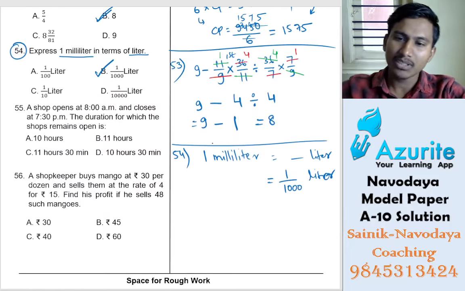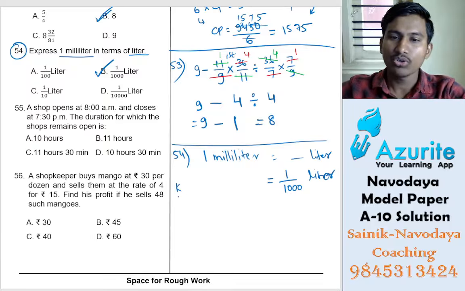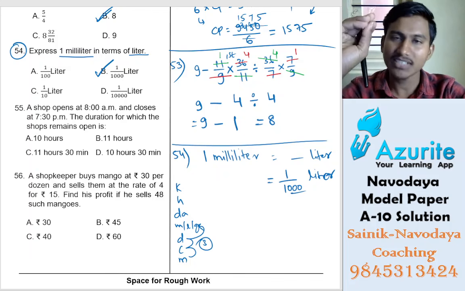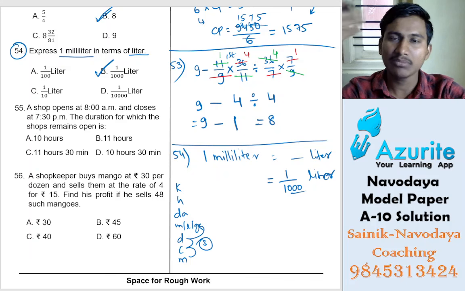Otherwise you should remember that table, that is kilo, hecto, deca, meter or liter or gram, then deci, centi, milli. So milli to liter means 3 times we are going, that is 3 zeros. You can do that one also. Milli means divide by 1000. Understand? That one also we can remember anyway.